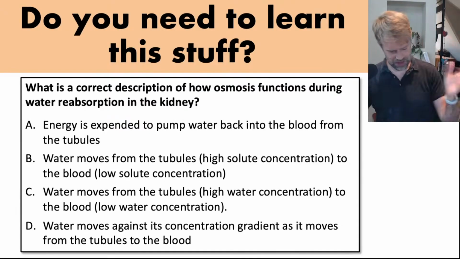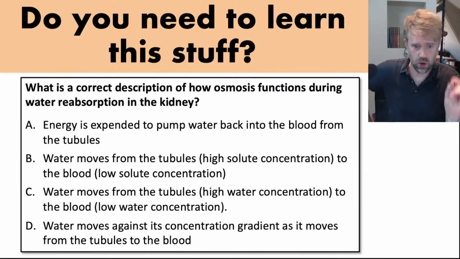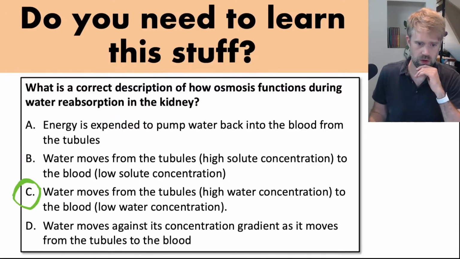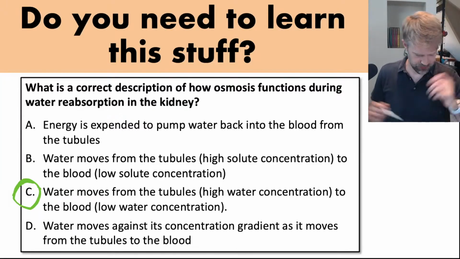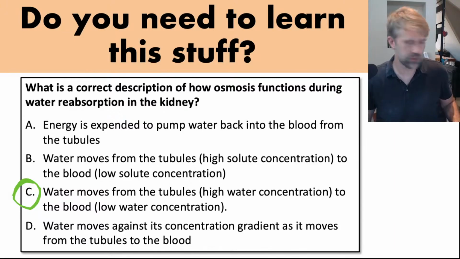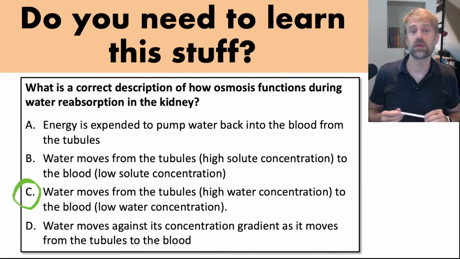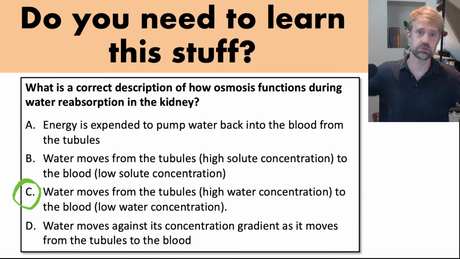The correct description of how osmosis functions during water reabsorption in the kidney is C. Water moves from the tubules, which have a high water concentration, to the blood, which has a low water concentration. People are feeling pretty good about this. Some folks are a little bit confused, but people are feeling good. If you're feeling good about this, you can just watch the video for review. If this is stuff that you're feeling shaky about, don't worry. By the end of this video, it's going to be super clear.